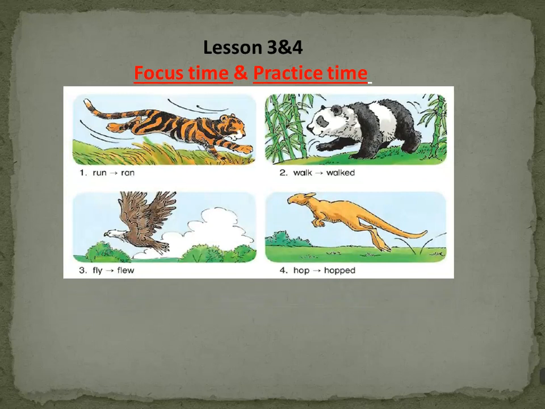There are four pictures about animals: a tiger, panda, eagle, kangaroo. What can the tiger do? Run. The tiger can run. The past of run is ran. What can the panda do? Walk. The past of walk, walked. What can the eagle do? Fly. The past of fly is flew.